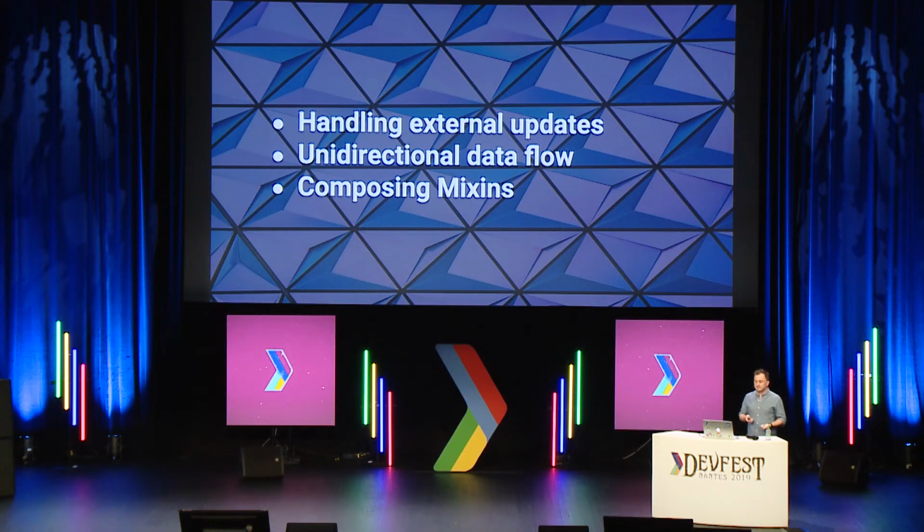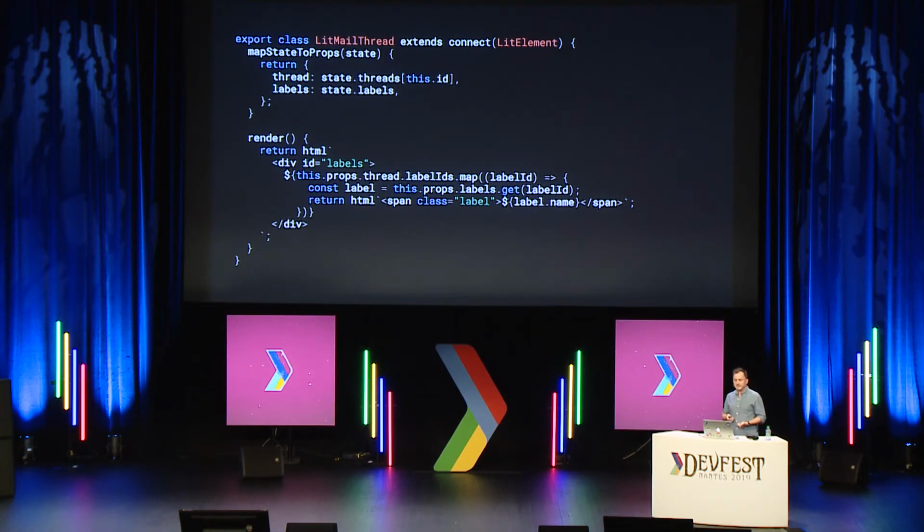So I was trying to boil this down to the essentials and get across what principles apply to be able to hook up a third-party data providing library to LitElement so that you trigger the lifecycle correctly. So we're going to look at handling these external updates. And again, we're going to use unidirectional data flow, and this time we're going to do composing mixins, which is an interesting technique. So first, let's look at how we want to use our Redux mixin.